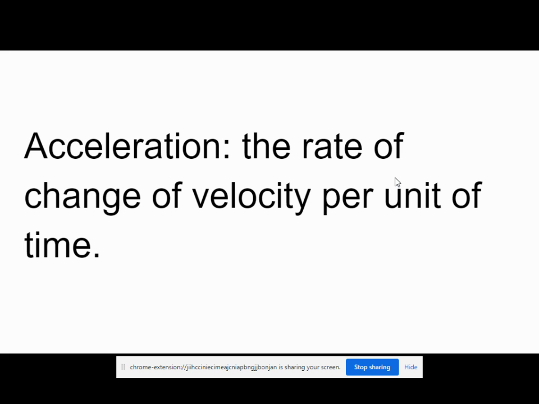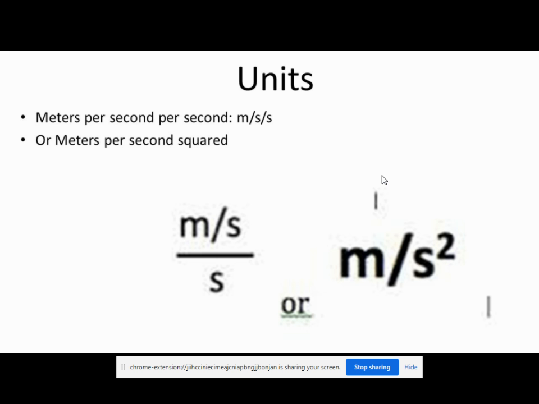Now, what acceleration really is, is just a change in rate of velocity. Velocity meaning speed with direction. So any change in velocity per unit. We measure this in meters per second per second.